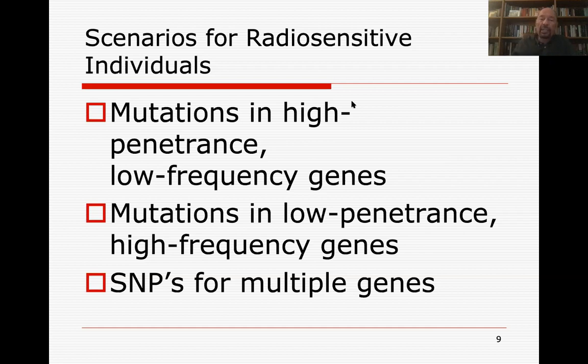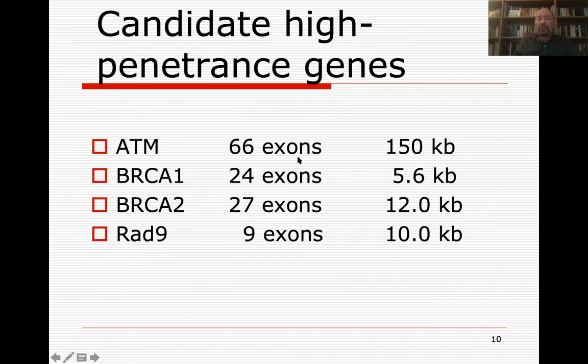Of course, if you take the high penetrance, low frequency genes, they are genes like ATM, that is, of course, essential for DNA repair. BRCA1 and BRCA2 and RAD9, these are genes also involved in homologous recombination, and the BRCA family is well known to be involved in breast cancer. It's called BRCA for breast cancer.